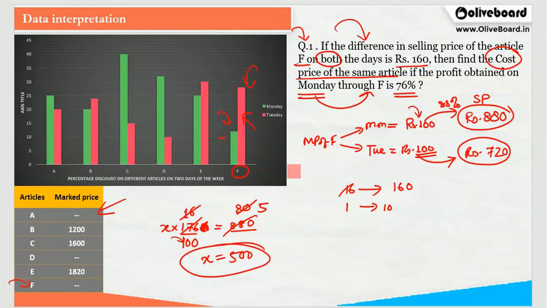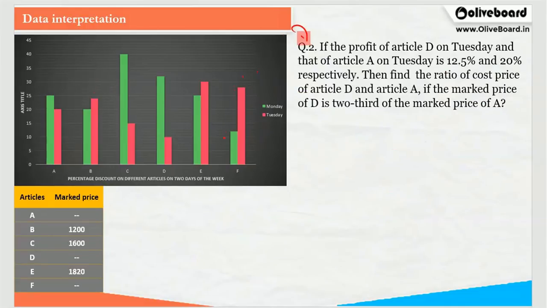Okay. Now let's move on to question number 2. So this is our second question. If the profit of article D on Tuesday and that of article A on Tuesday is 12.5% and 20% respectively, then find the ratio of the cost price of article D and article A if the mark price of D is 2/3 of the mark price of article A.